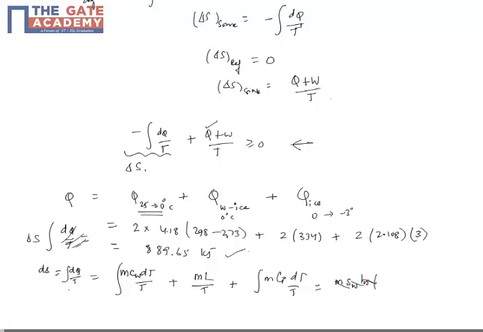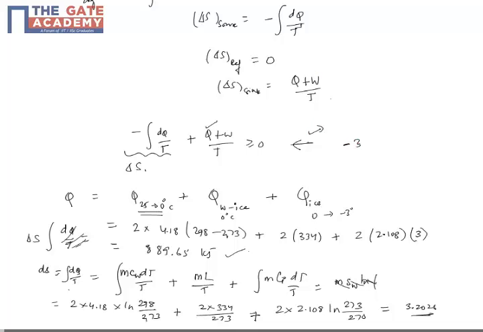Let's substitute directly. Mass of water is 2, specific heat is 4.18 times ln of 298 to 273, plus mass 2 times latent heat 334 divided by 273, the 0 degrees. We have to substitute in Kelvin. Then plus mass times specific heat of ice, 2.108, times ln of 273 to 270, which is minus 3 degrees. All that, if I work it out, I get 3.2026 kilojoules.